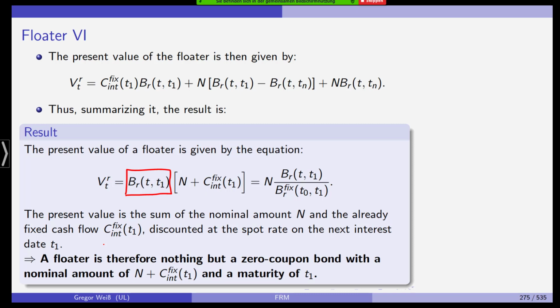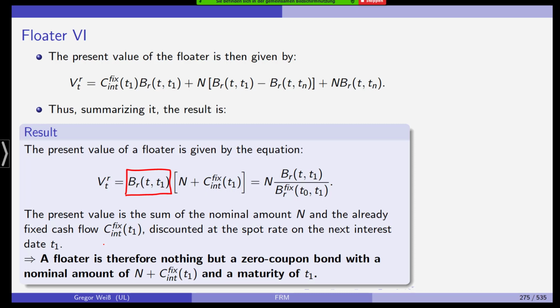This is interesting for a number of reasons. First of all, we can see that the floater is actually similar to a zero coupon bond when it comes to valuation. But more importantly, you can see that even though the interest payments are variable and we have no idea how the interest rate, the variable reference interest rate will evolve in the future, we can still calculate the price today.